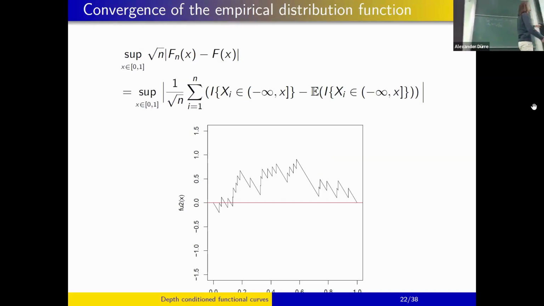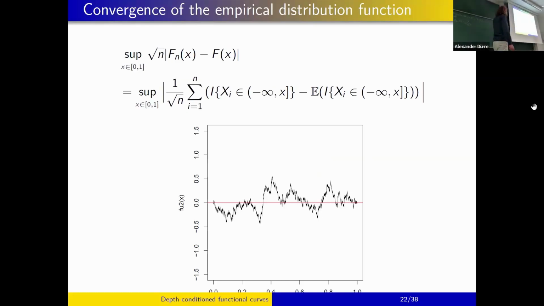And the line at the top should be very familiar to you. That's exactly the test statistic of the Kolmogorov-Smirnov test. So you can test with this statistic whether the distribution is the distribution we assume. And Kolmogorov could show in the 30s that this converges uniformly with speed square root of n.